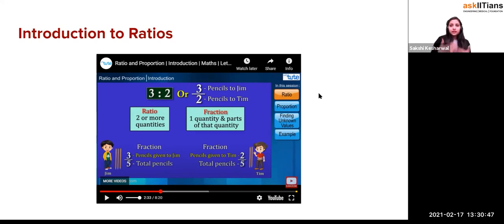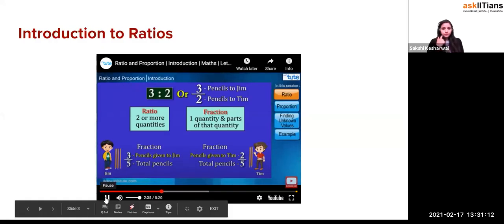So basically the fractions are taken as a part of a whole. And from this you understand that Jim is getting 3 parts and Tim is getting 2 parts. Here, if this is written, this is a ratio. Over here, 3/5 is a fraction. So let's start with this again.